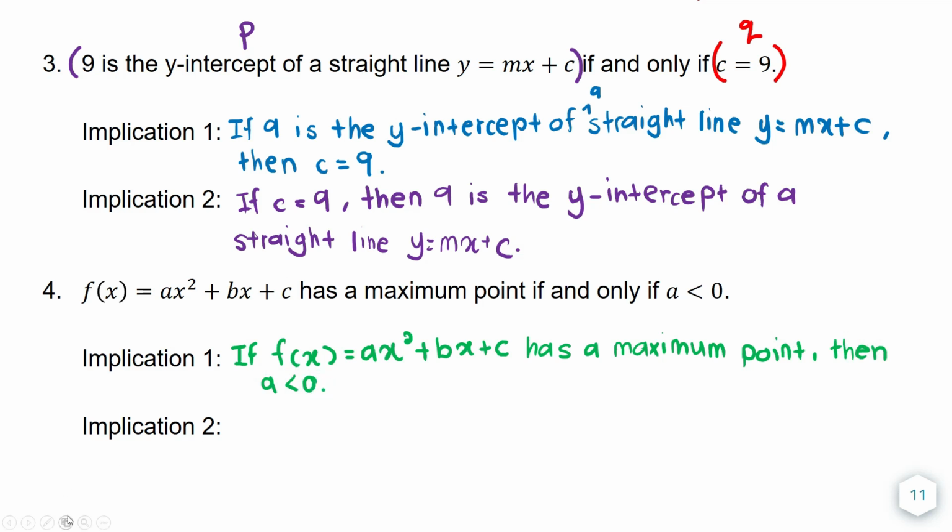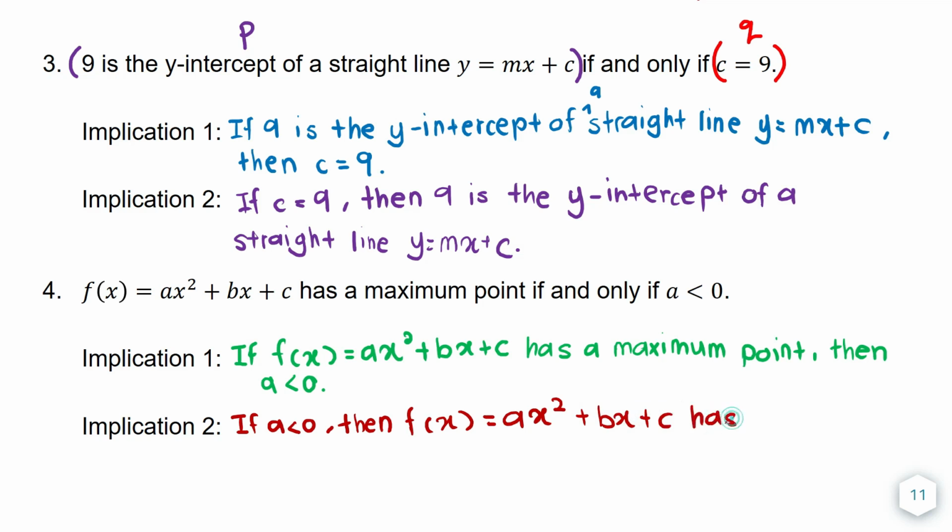Okay, implication 2. If a is lower than 0, then f(x) equal to ax squared plus bx plus c has a maximum point. Yes, correct. Okay. Good. If a is lower than 0, then f(x) equal to ax squared plus bx plus c has a maximum point.